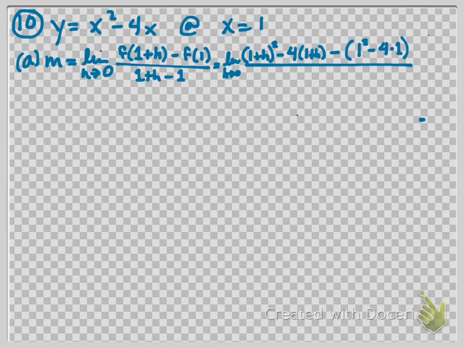Yes? And what's on the bottom? 1 plus h minus 1 is h. Boom. I will ask you again, because we actually had this conversation in the notes earlier, but it was abstract. Why can I not do what I want to do? Because this is a limits problem, and I'd love to be able to do it because that makes it really easy. I can't plug in 0 for h, right?